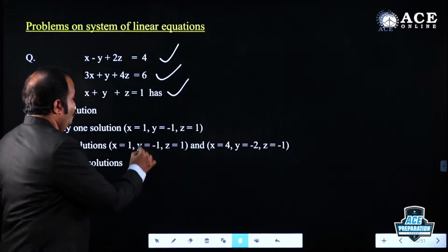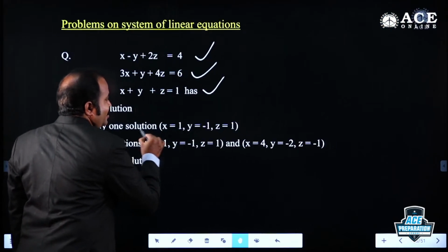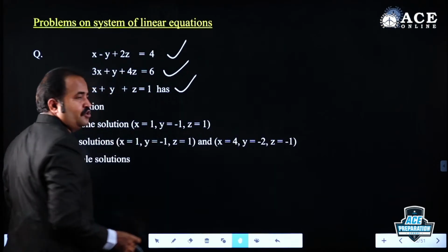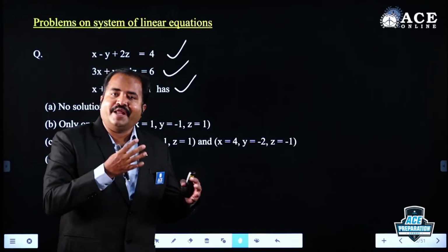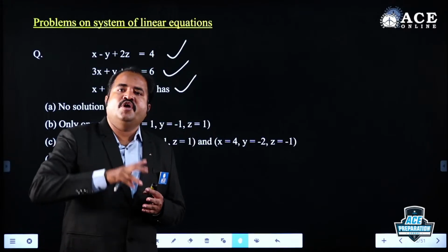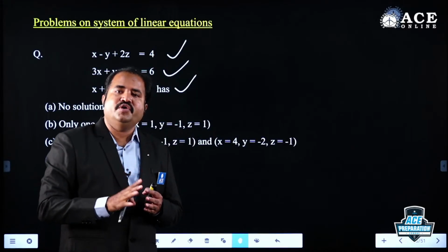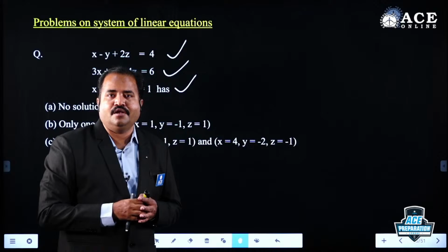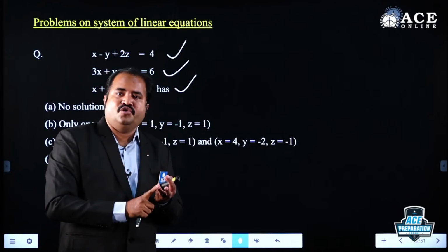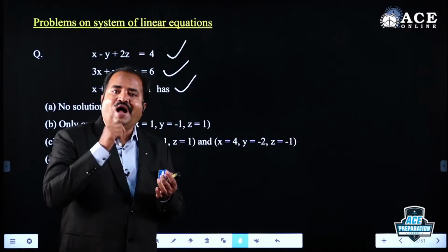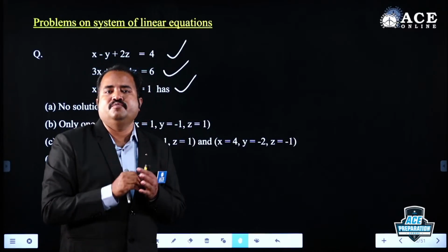Means what? (1, -1, 1) is satisfying this, and (4, -2, 1) is also satisfying. Means 2 possible solutions. But according to our theory, more than one solution means, as I told you, only infinitely many solutions are possible. Correct or not? Only 3 possibilities are there. What are the 3 possibilities? Either no solution, or unique solution, or infinitely many solutions for the non-homogeneous system.